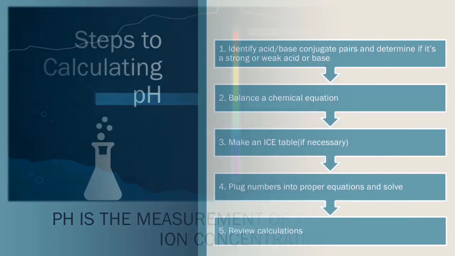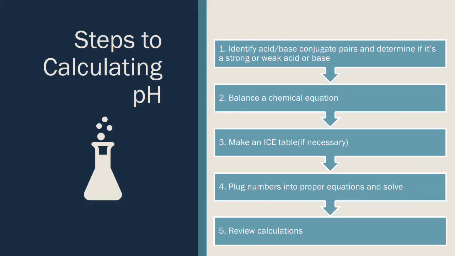Steps to calculating pH. The first step is to identify the acid or base conjugate pairs and determine if it's a strong or weak acid or base. The second step is to balance a chemical equation. The third step is to make an ice table if necessary. The fourth step is to plug numbers into proper equations and solve. And the fifth step is to review calculations.